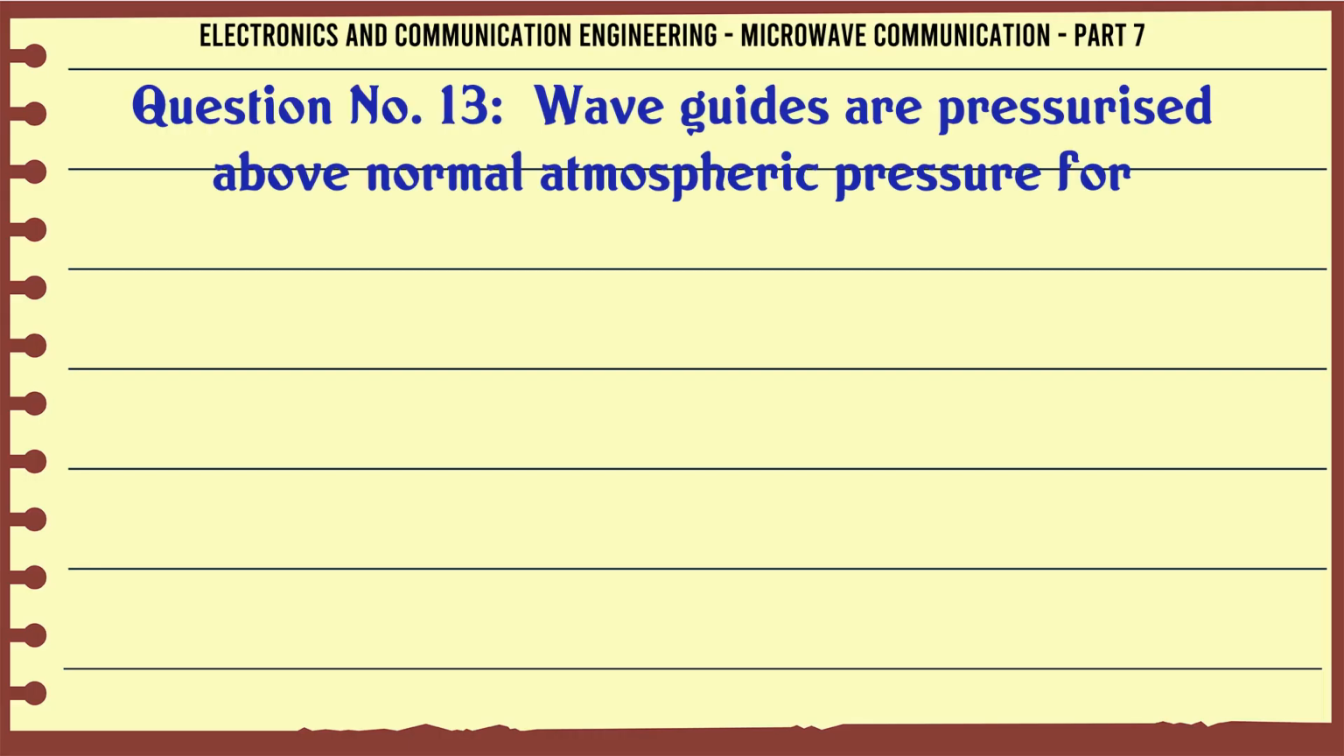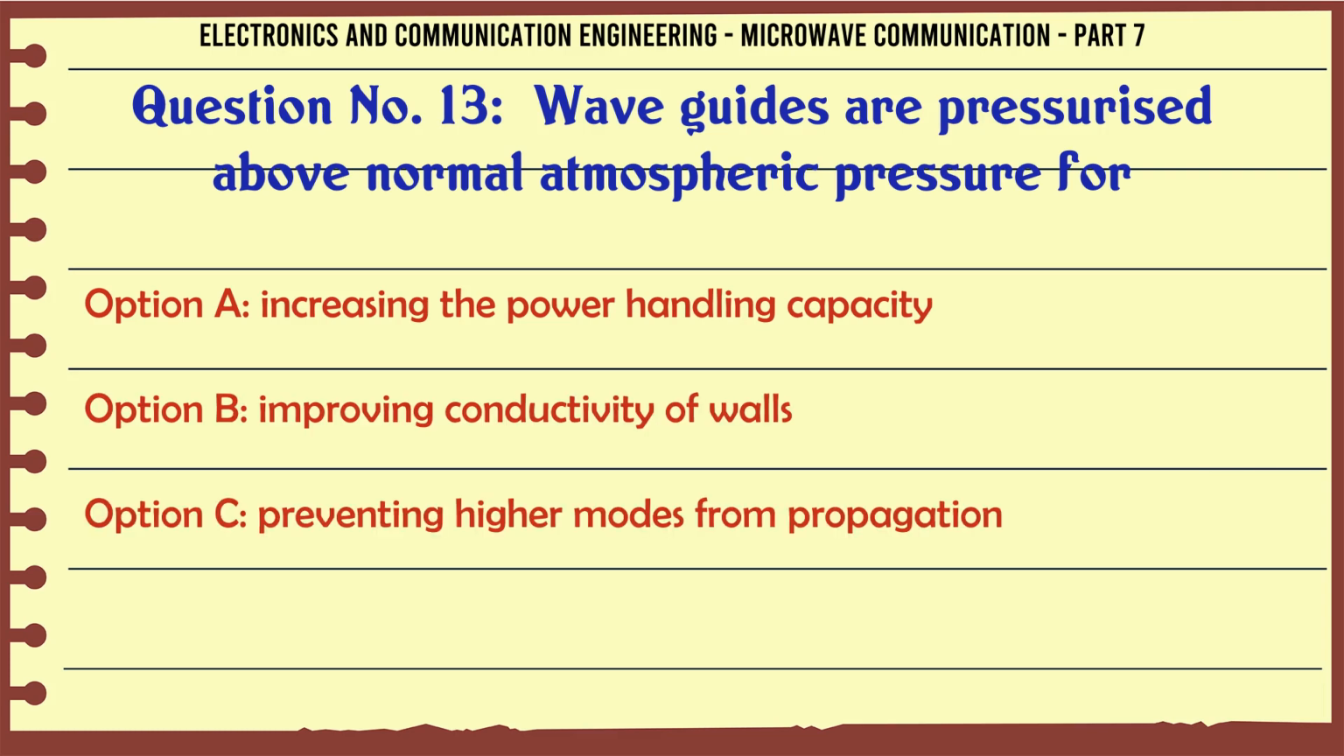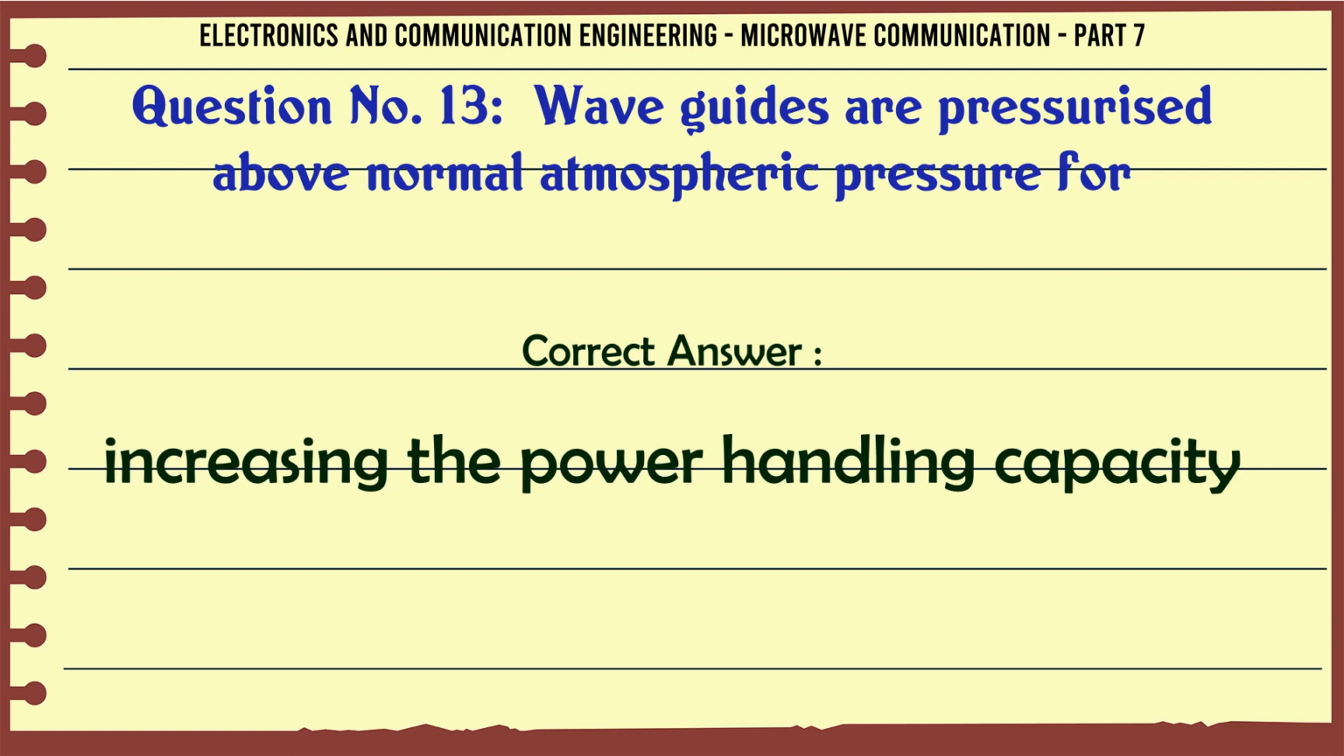Waveguides are pressurized above normal atmospheric pressure for A. increasing the power handling capacity, B. improving conductivity of walls, C. preventing higher modes from propagation, D. varying the wave impedance. The correct answer is increasing the power handling capacity.